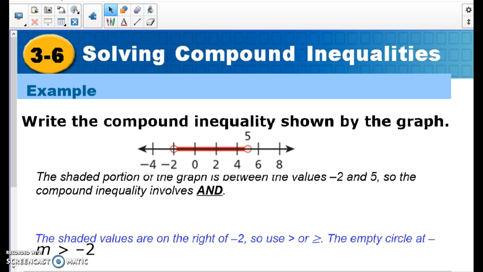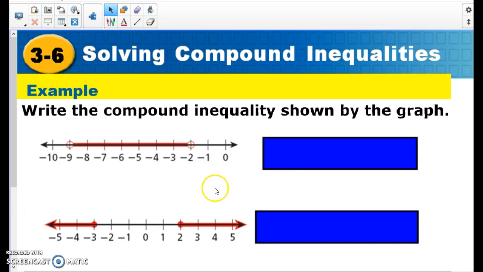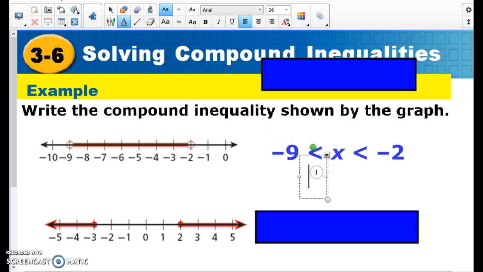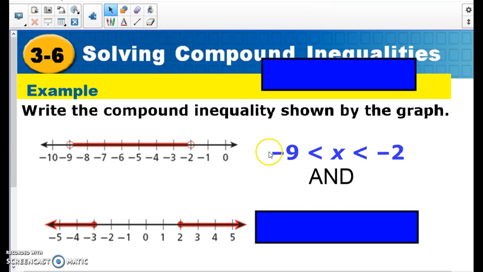And then we'll have some where we'll have to read the graph, so kind of like this. m is bigger than -2 but less than 5. And then if you ever see problems like this, it's kind of the same thing here. So m has to be bigger than -9 but less than -2. So there's going to be a bunch of numbers like that. And we call this an AND problem, because our answers are very nice and neat. They're in the middle, somewhere between -9 and -2.